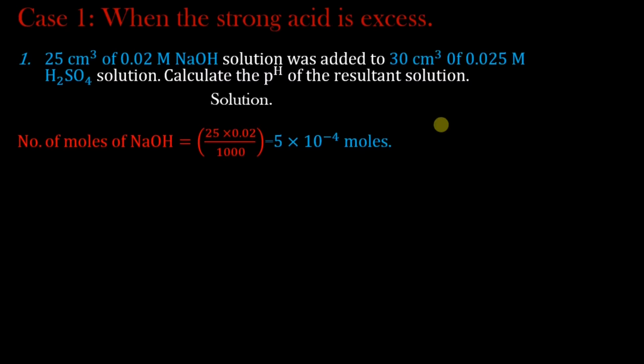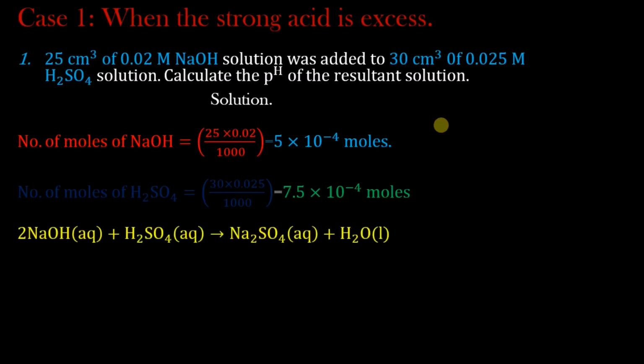And the same way for sulfuric acid, we would say 1000 cubic centimeters of solution of sulfuric acid contains 0.025 moles. What about 30 cubic centimeters of sulfuric acid? That would contain 30 times 0.025 divided by 1000. That would give us 7.5 exponent negative 4 moles of sulfuric acid. So initially we have 5 exponent negative 4 moles of the base and 7.5 exponent negative 4 moles of the acid. So our next step there is going to be to establish the equation of reaction.